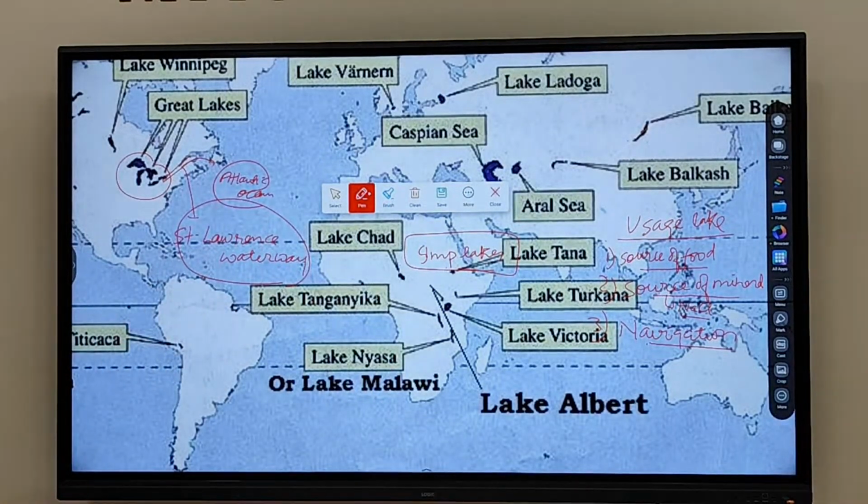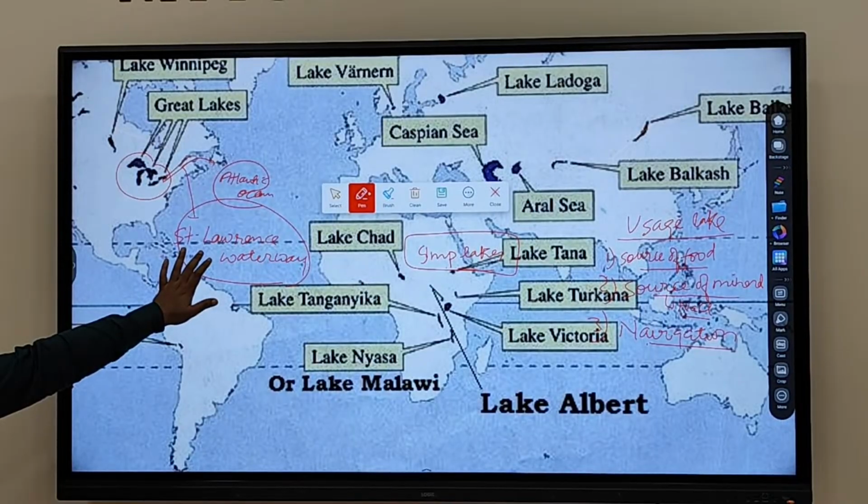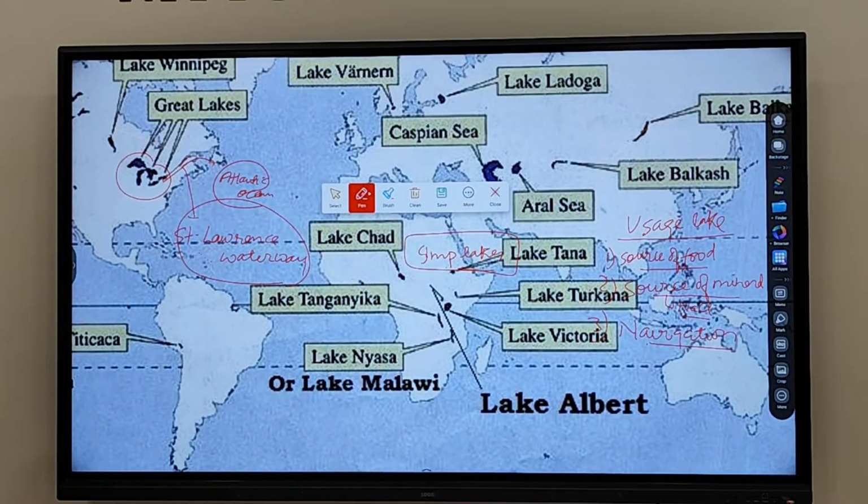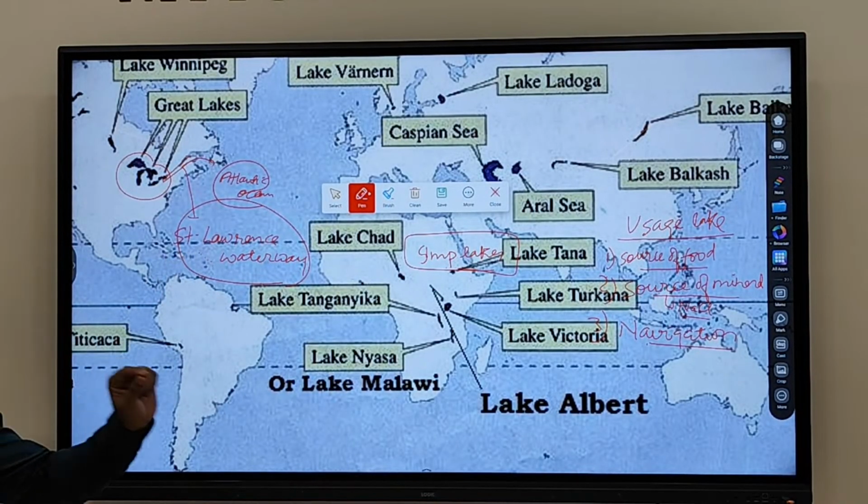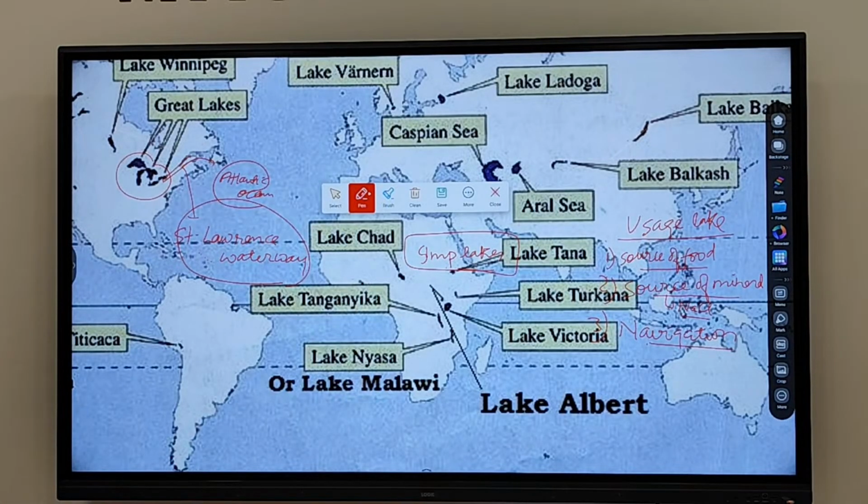So it is connected with what? It is connected with the Atlantic Ocean, and it is referred to as the St. Lawrence waterway also. Fine. So you can use it for navigation. That is okay. And then another important source of what? Another important source of lakes.